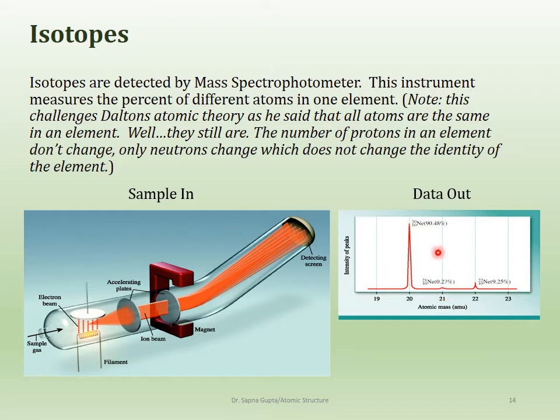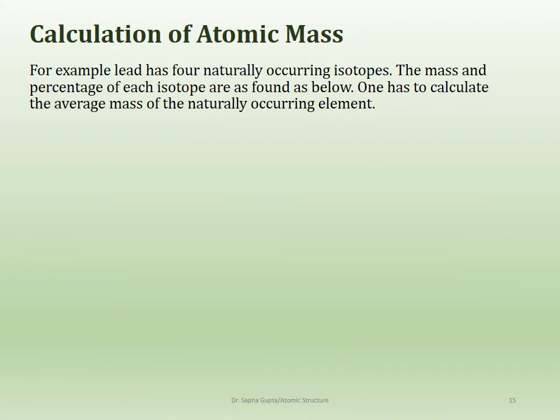So the proportion, if you can see, is 90.48% here, 0.27% for atomic weight of 21, and 22 is 9.25%. Could you have predicted this? Absolutely not. Are you required to? Nope. So don't worry about it. All you need to know is what isotopes are.